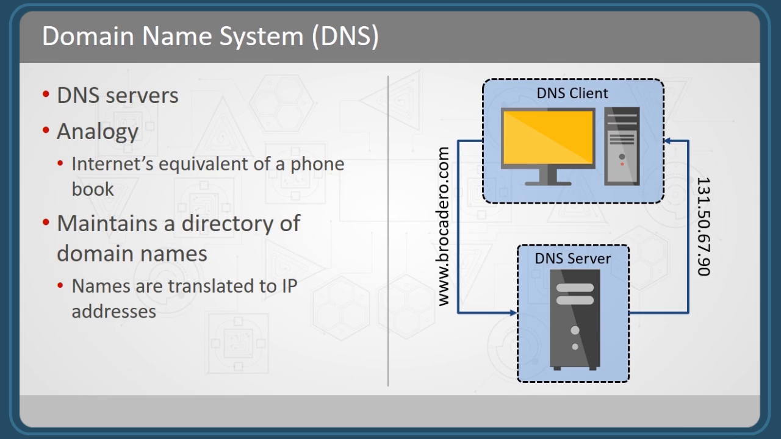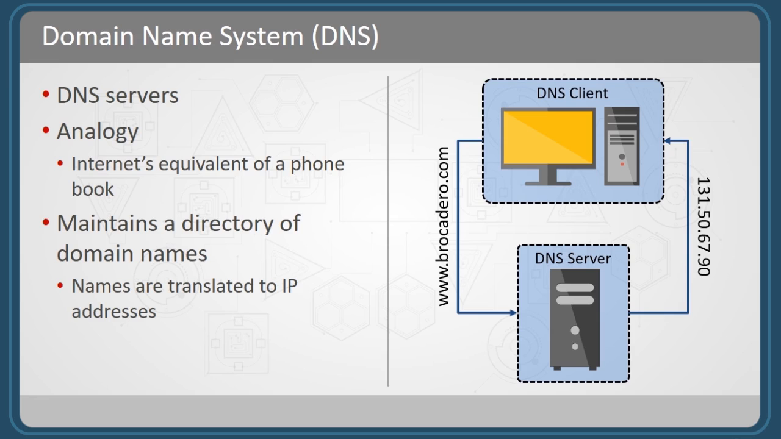Now, this exists because, as you can see in the graphic, we use names, domain names specifically, to access websites, www.brocadero.com in this case. But any two systems that are communicating with each other using TCP/IP need to know each other's IP address. So when we specify www.brocadero.com, that does not include an IP address, so it is quite meaningless to the computers. They need that IP address.